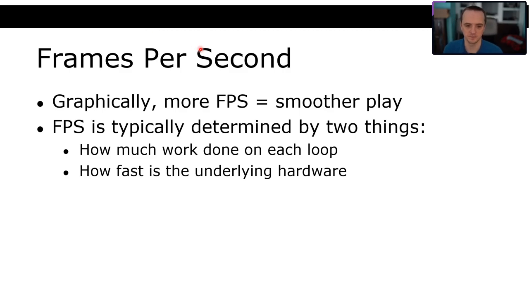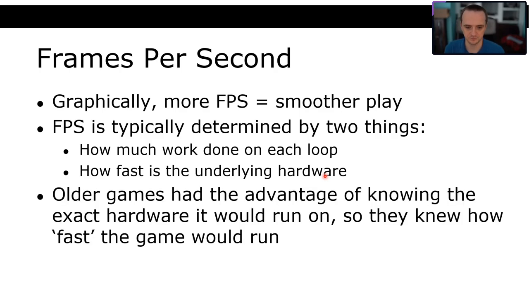FPS, frames per second, not first-person shooter, is typically determined by two things, okay? The first thing that determines FPS is how much work is done on each loop and how fast the underlying hardware is. So if all we do is multiply our Celsius by the Fahrenheit conversion formula, we can run that at hundreds of millions of ticks per second, right? But that's also scaled by the underlying hardware. If I ran that on a Commodore 64, it's going to be different than on a 1070 or whatever is out there.